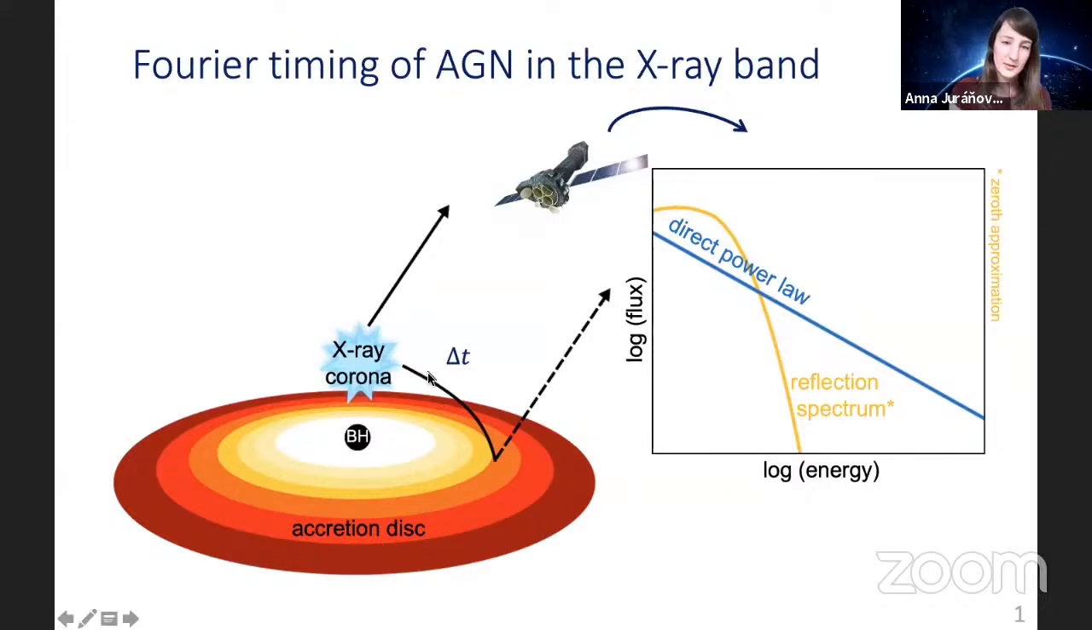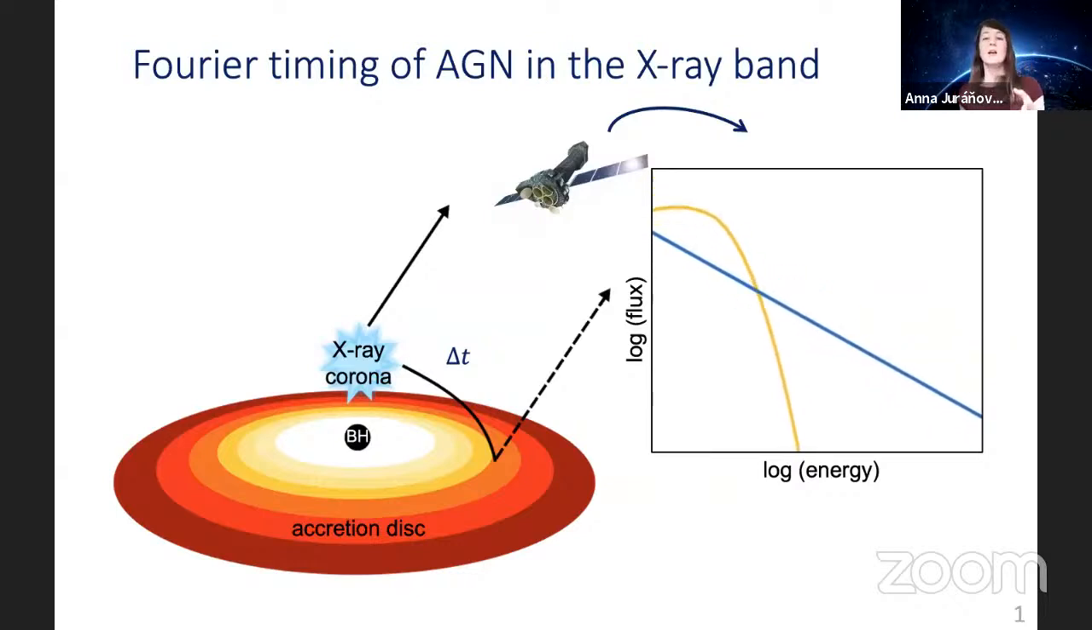What I hope you can also notice here is that the photons coming from the X-ray corona will need some time to reach the accretion disk. And so if the coronal flux is variable, what we would see would be that the reflected spectrum would be delayed with respect to the direct emission.